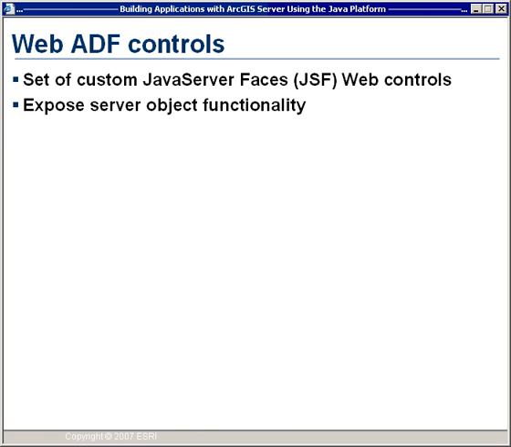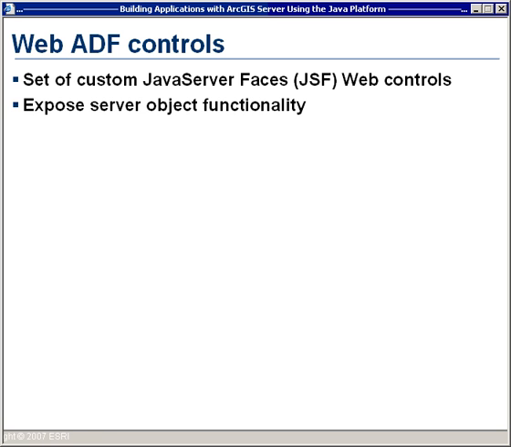The third way we can use the web ADF to build our applications is by using the pre-built controls. These controls are standard JSF controls, so if you have experience using JSF, this will be very familiar to you. What these controls do for us is expose the GIS server's functionality to the client. Now the client has a way to leverage the power of the server by using lightweight client components.